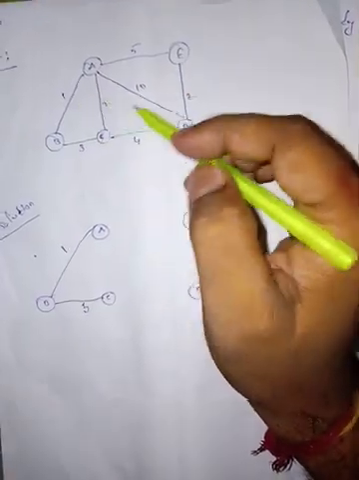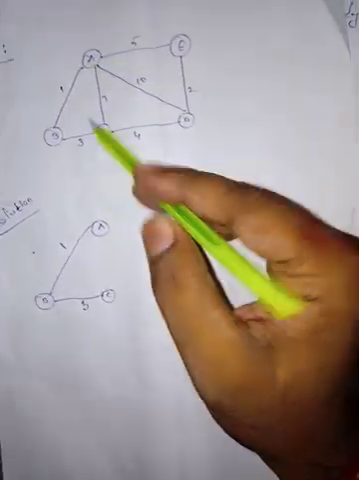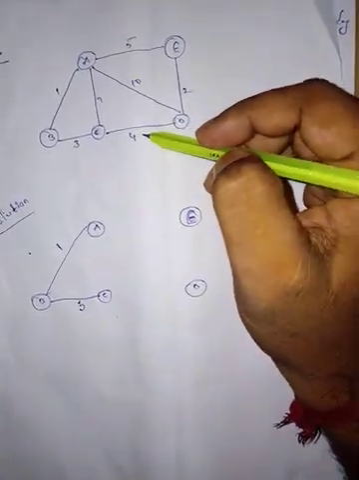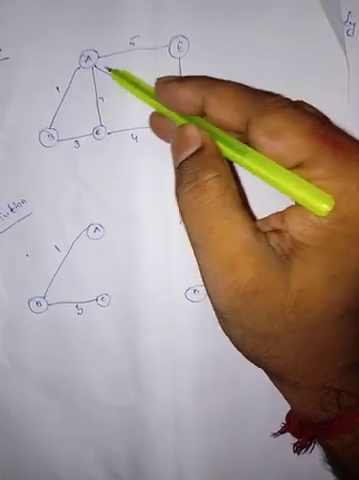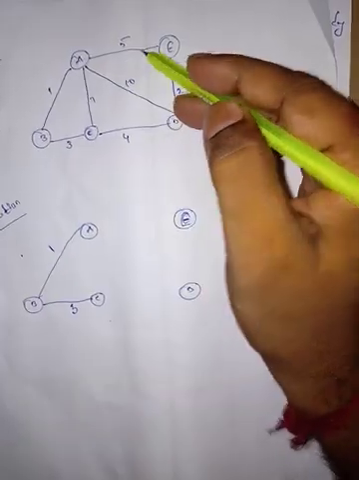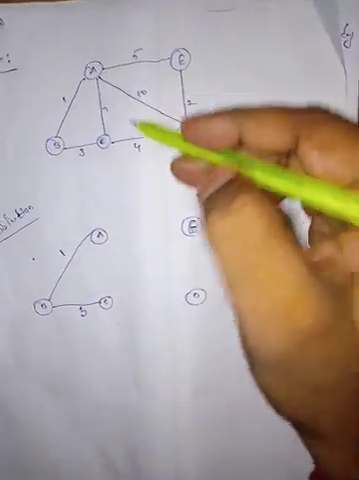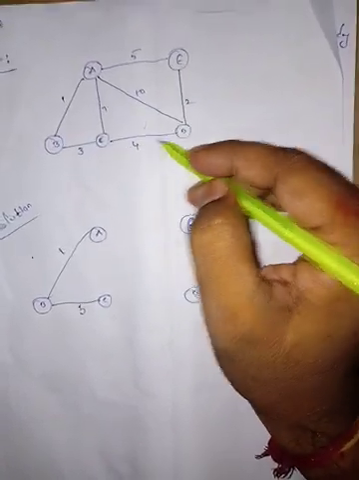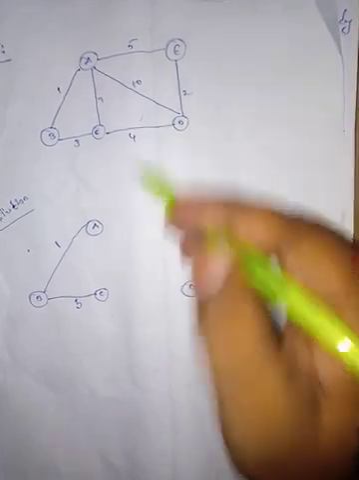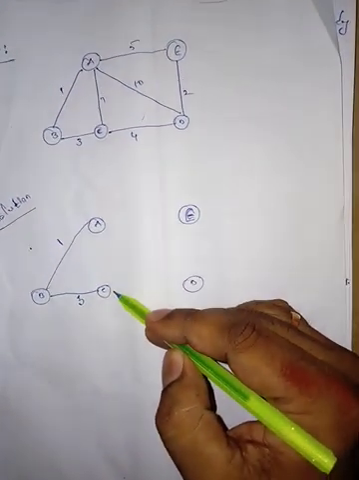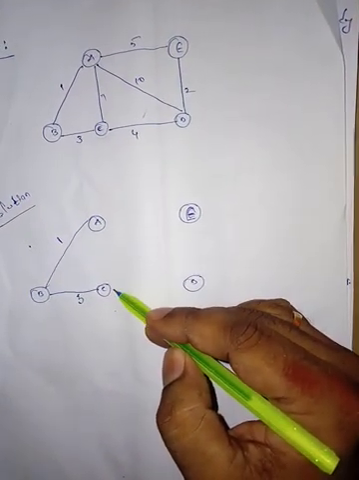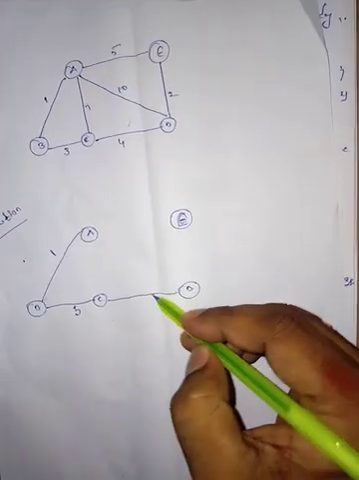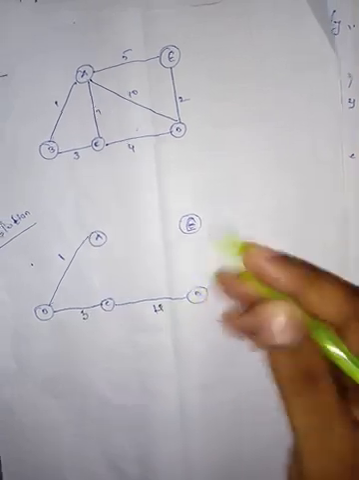Out of these edges, 1 and 3 are already selected, and the remaining 4 edges are this edge, this edge, this edge and this edge. Out of these 4 edges, the least cost edge is this one. I'm selecting this one. If this edge forms a cycle, then reject that one and go with the next least cost. But this edge does not form any cycle here, so I'm including this edge.